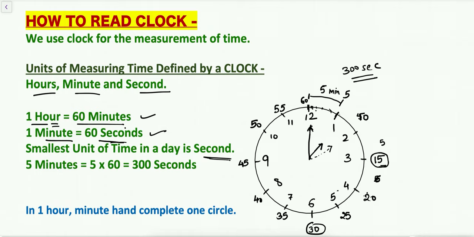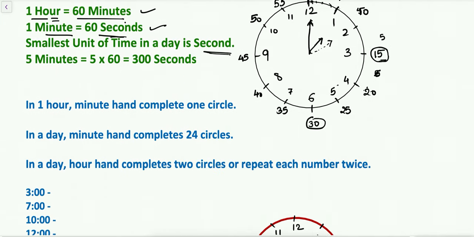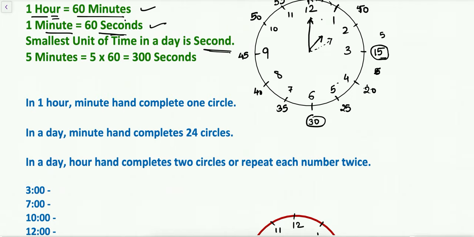After completing those 60 minutes, 1 hour will be completed and the hour hand will move to the next number. Again the minute hand will start rotating, completing the circle from 12 to 12. So this is how the clock works. In 1 hour, the minute hand completes one circle, starting from 12 and coming back to 12. That is 60 minutes, and then 1 hour is completed.